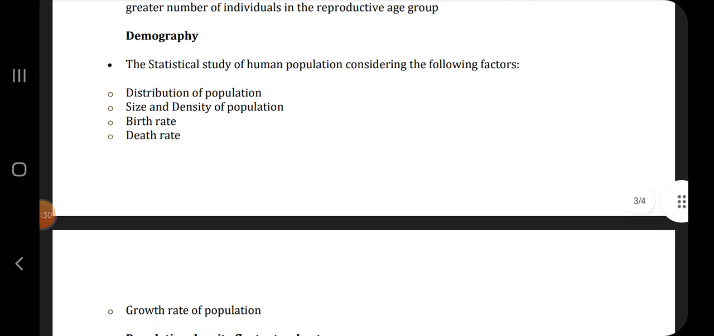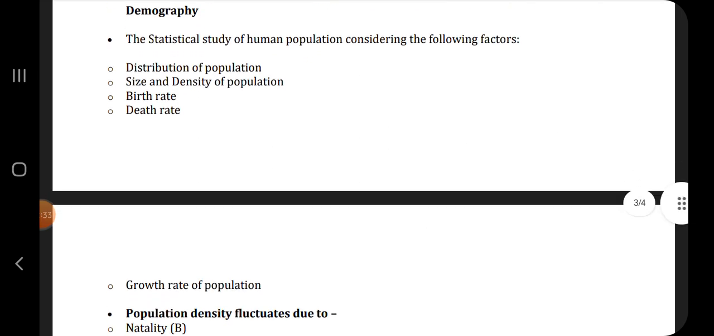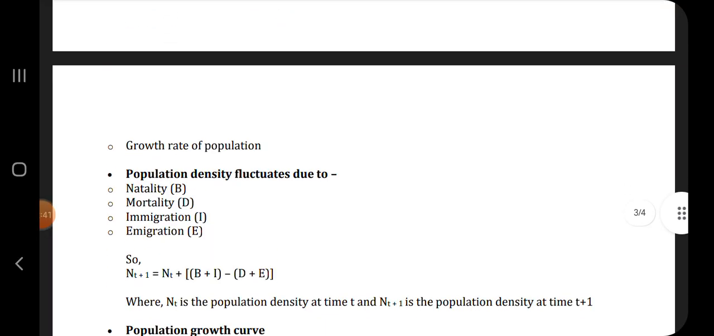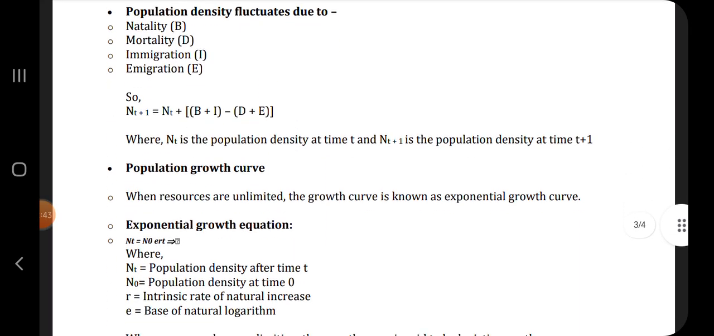Then demography is the statistical study of human population, and it considers the following factors: distribution of population, size and density of population, birth rate and death rate, and growth rate of population. Population density fluctuates due to natality, mortality, immigration and emigration.